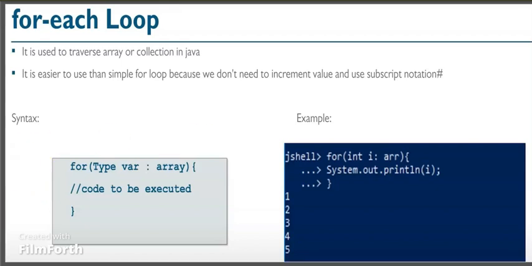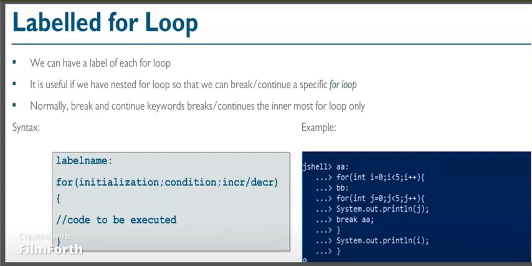After that we will go to labeled for loops. We can have a label for each for loop. We can give a label name to each for loop. It is useful if we have a nested for loop, so that we can break or continue a specific for loop. Normally break and continue are keywords. I have discussed this before.